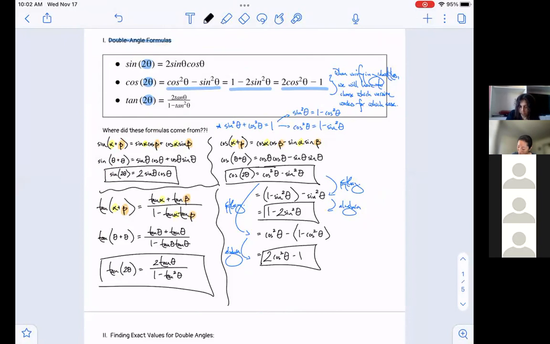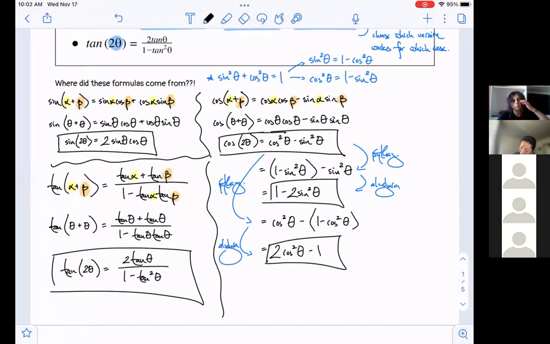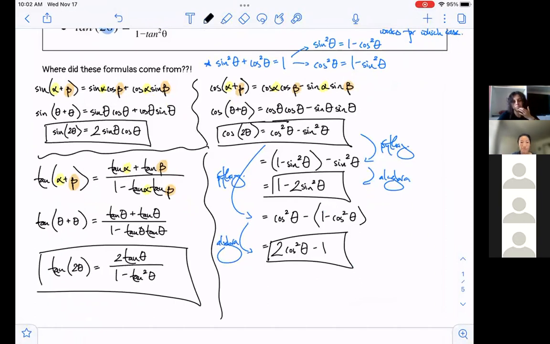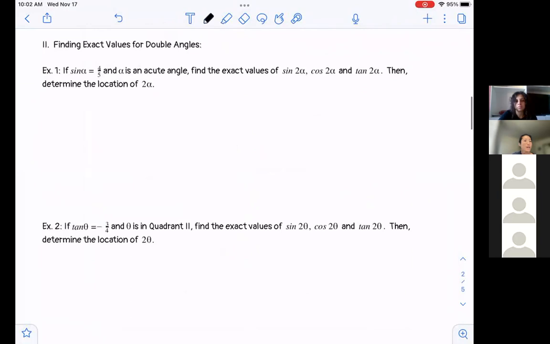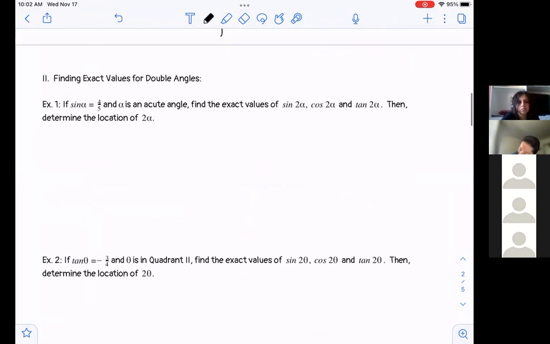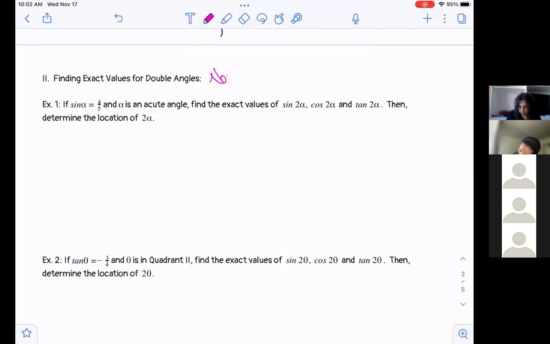All right, so let's move on to some practice problems. There we go, okay. So finding exact values for double angles. All right, I want to be really clear here before we get too far into this, that this is going to be a non-calculator situation. Okay.